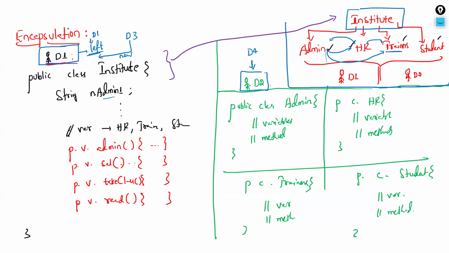But if the same application is given to this institute and they get an error in these two scenarios, with this second approach, D2, is it easy to fix the error or not? Yes or no? If the error comes from admin, do we need to check HR, trainer and student? No, only the admin code we have to check. The remaining code is not required. So which approach is better? The D2 approach is better for two reasons. The first reason: easy to read and understand the code. Second reason: easy to fix the errors.